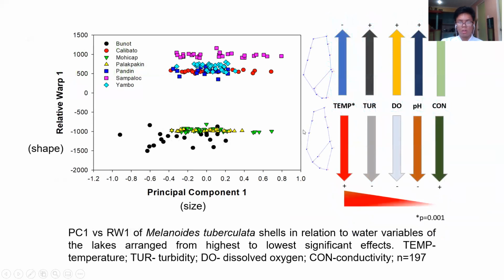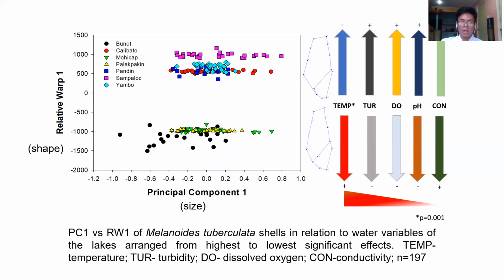So from there, after conducting linear and geometric morphometrics, we aligned them with each other using principal component 1, which is the size from linear morphometrics, compared to the shape, which is the geometric morphometrics of the snails' shells, which was relative warp 1. And this is also aligned to the environmental variables that were set as the fixed factors from the generalized linear mixed models from RStudio.